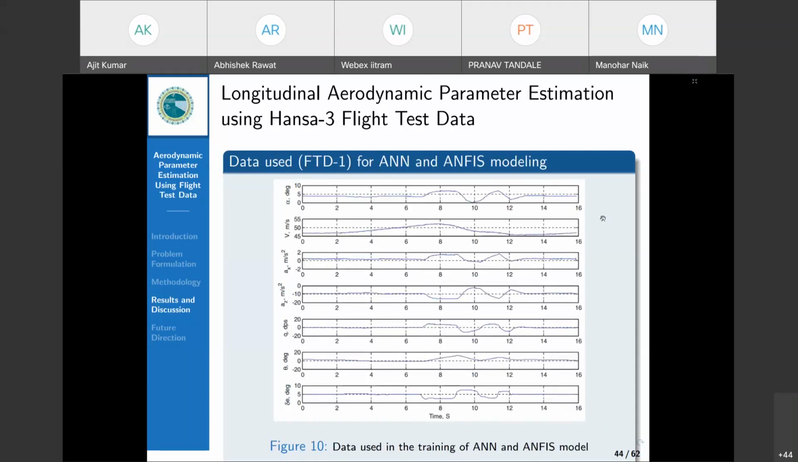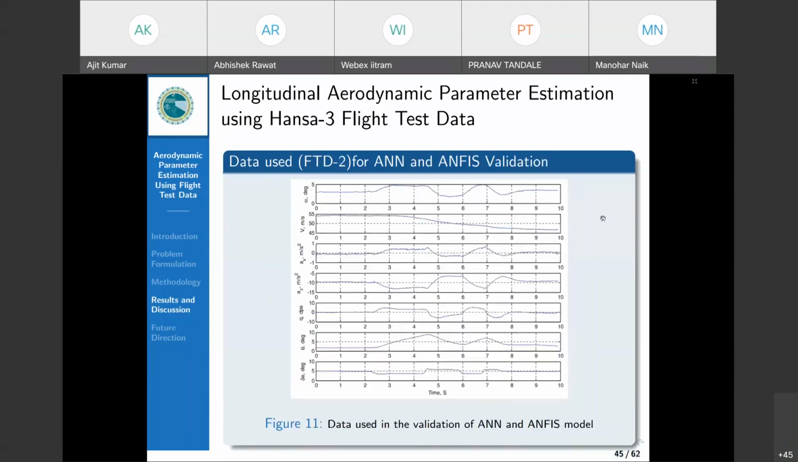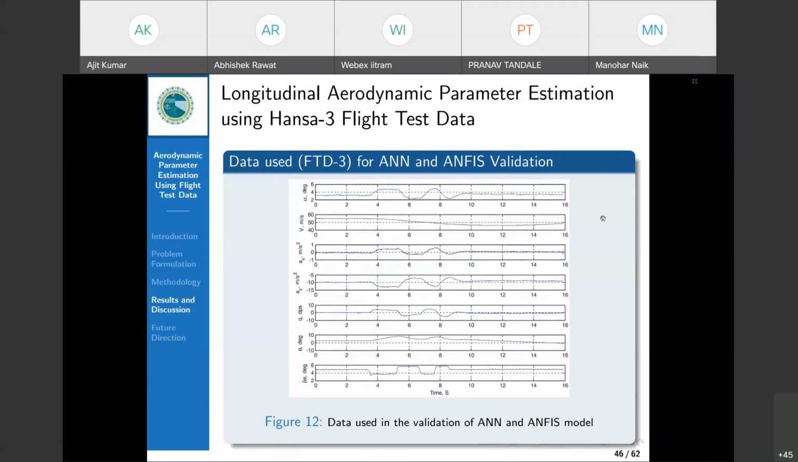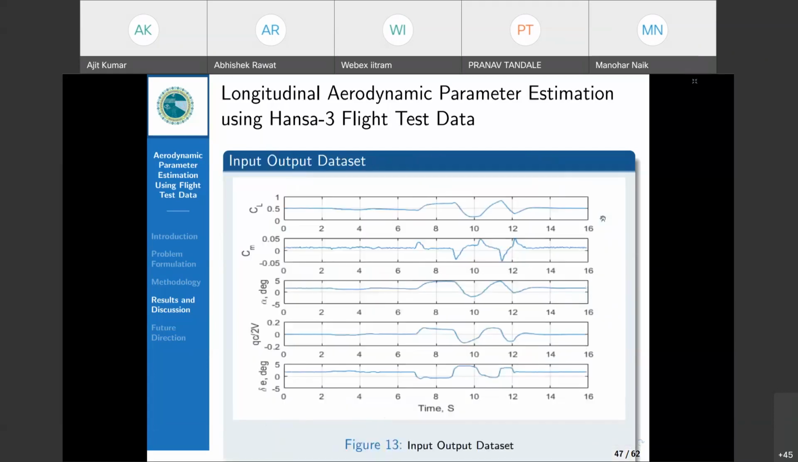Now we also tried a different approach. We have 3 sets of data for this. The first set of data we use for training, which we tag as FTD1. FTD1 is used for modeling, essentially training the ANN and NFIS models, and FTD2 we used for validation. So we validated using FTD2, the second flight test data, and the third flight test data, FTD3. The first flight test data was used for deriving the model, and these two, FTD2 and FTD3, were used for validation.